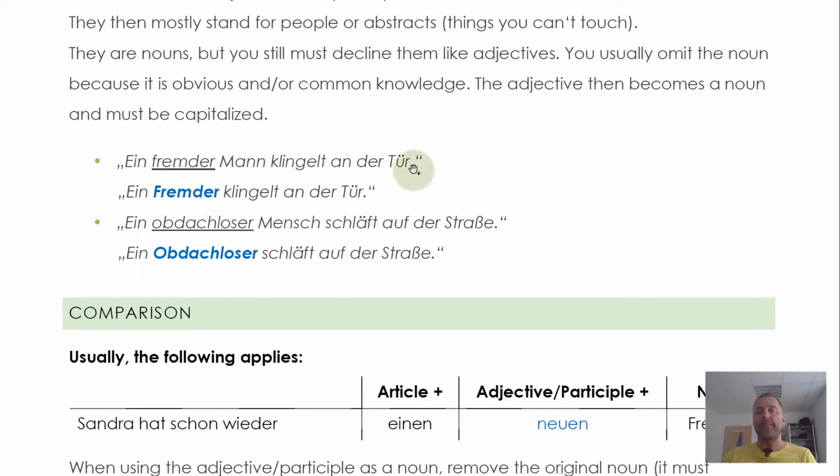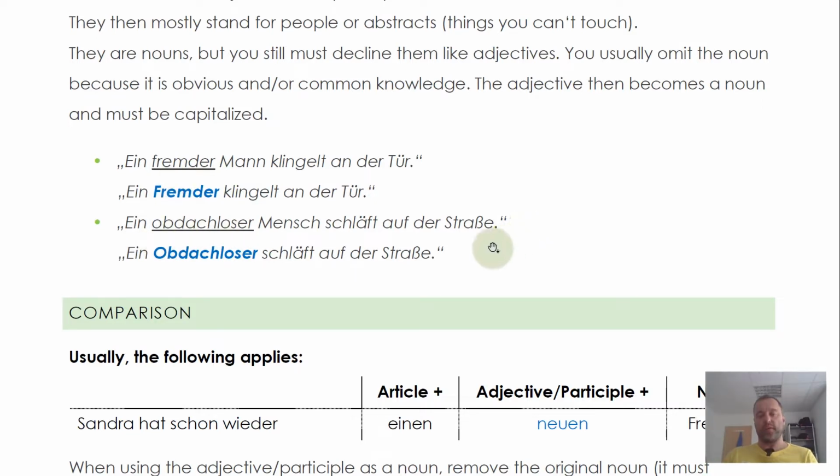Ein fremder Mann klingelt an der Tür. So the translation of this is: strange, unknown man is ringing at the door. So in German, we can say ein Fremder klingelt an der Tür. So an unknown ringing at the door. In English, you just say stranger, because a stranger is already those two combined. A stranger, an unknown man.